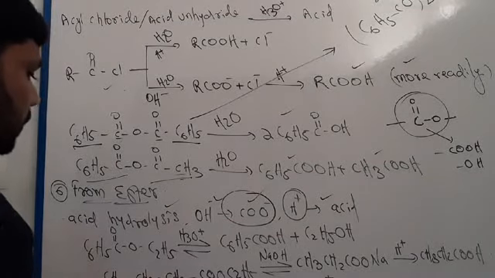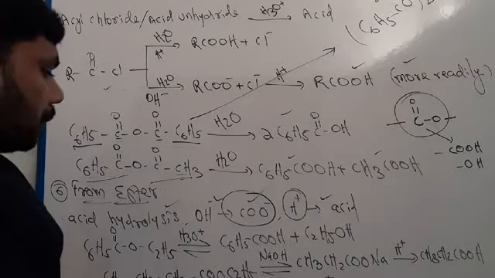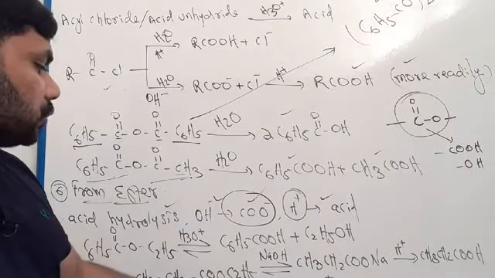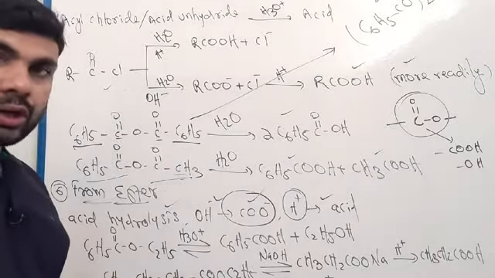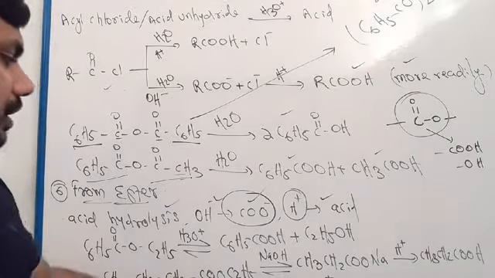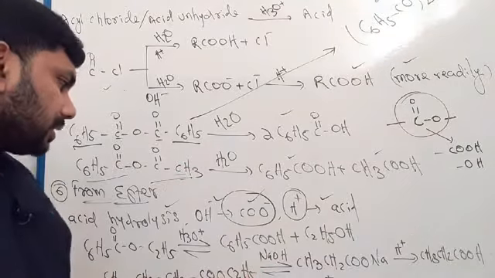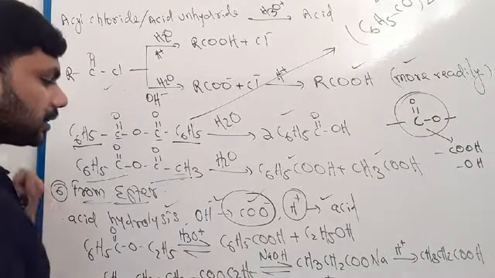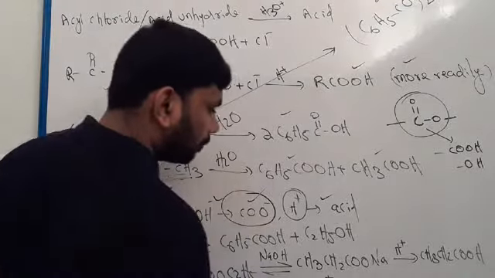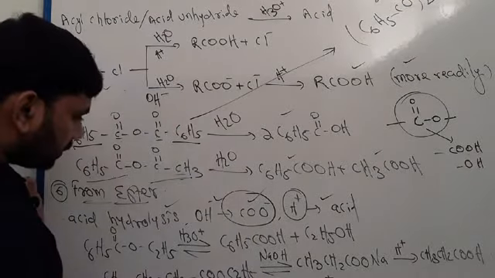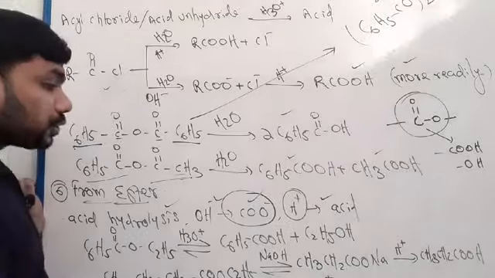ester, CH3CH2C double bond O, C2H5, ethyl butanoate, after alkaline hydrolysis. Here this part, ethanol, is formed. Okay, ethanol is formed, and here this part is sodium butanoate.